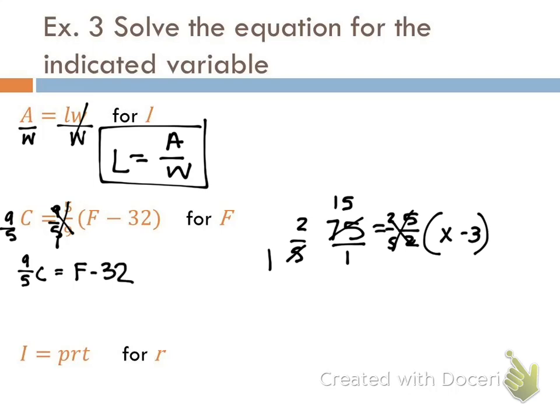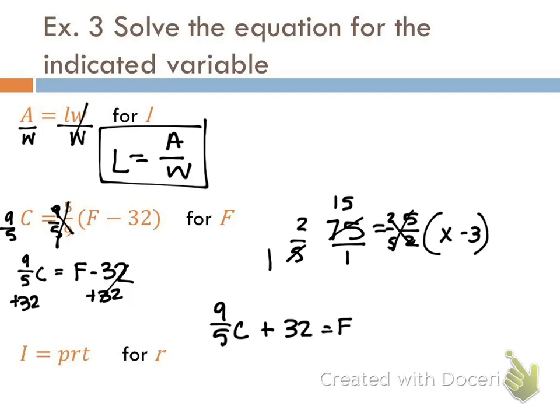Now, is F alone? Is it all by itself? No. Not yet. Mary, what am I going to do to get F by itself? Add 32 on both sides. Very good. Add 32 to both sides. And I get, well, let me ask you this. Can I add 9/5 C and 32? No, because they're not like terms. If that 32 had a C attached to it, absolutely, they're like terms, but it doesn't. So I'm going to write 9/5 C plus 32 is equal to F.